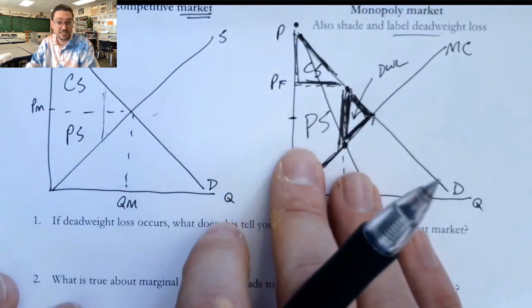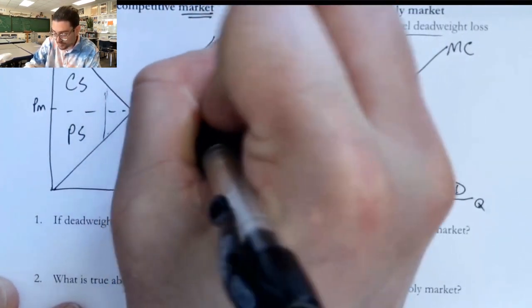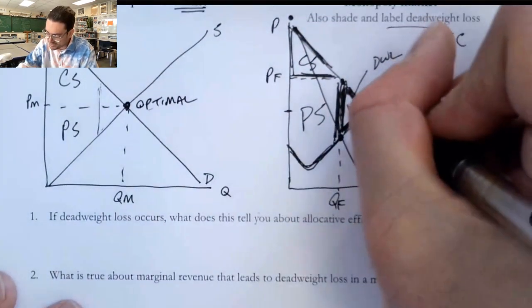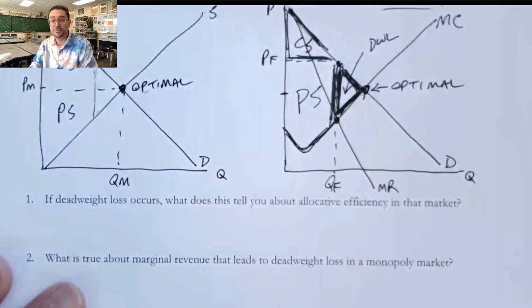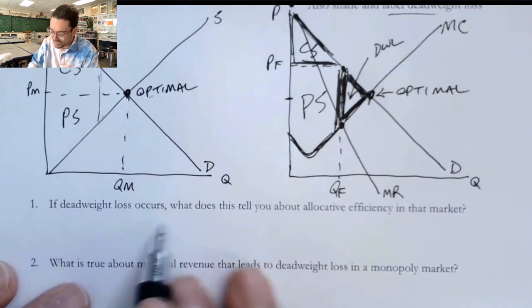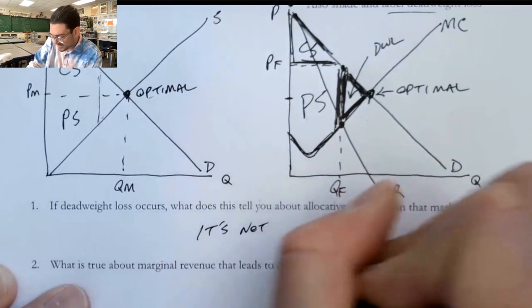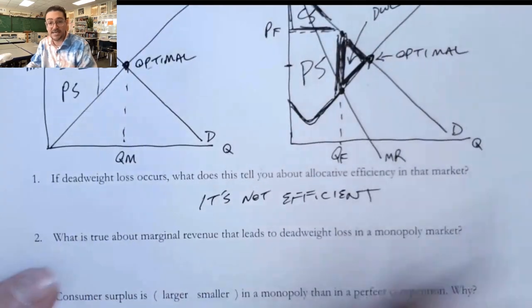So we're analyzing and comparing here the efficiency of these relative markets. We would say that this is the optimal point, right? This is where supply and demand equal each other, where price equals marginal cost. But we can see that we are not producing at that socially optimal point. We are allocatively inefficient. We have deadweight loss. If deadweight loss occurs, what's it tell you about allocative efficiency? Well, it's not efficient. So the fact of it existing will tell us that it is not efficient.